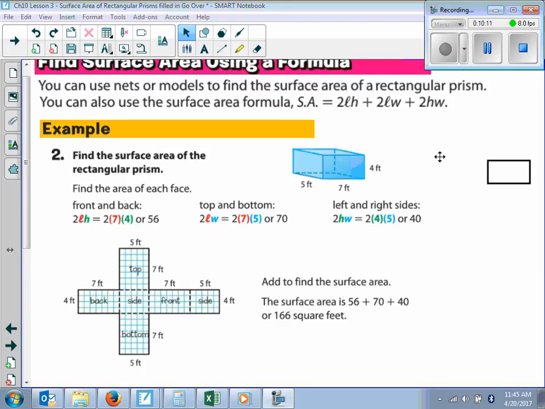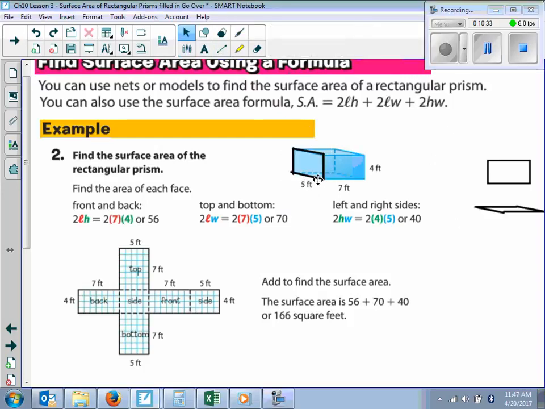So now we want to do the top and the bottom. So here's the bottom, there's the top, there are the shapes. So to find the top and the bottom, there's 2 of them. So that's 2 times 7 times 5, which is 70. You got that?